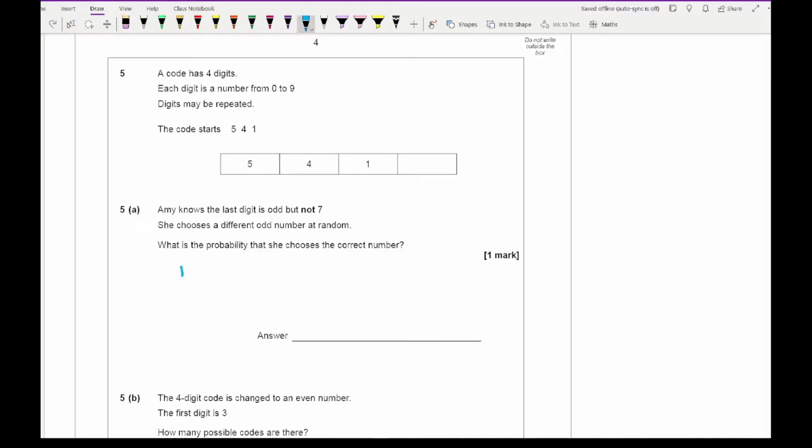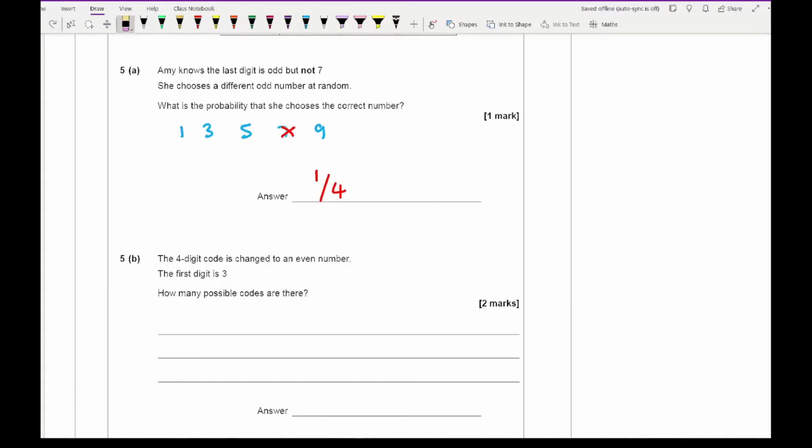Well, looking at all the odd numbers between 0 and 9, we've got 1, we've got 3, we've got 5, we've got 7, and we've got 9. Now with regards to this, we know it's not 7, so we can eliminate 7. So then we've got 4 other options. Probability it's going to be correct is going to be 1 out of 4.